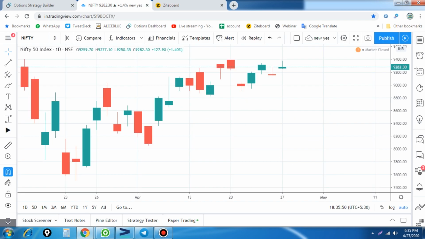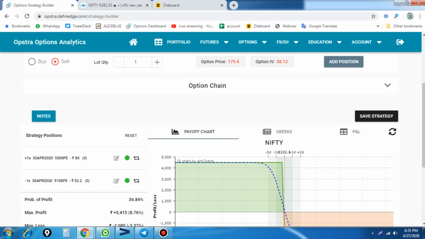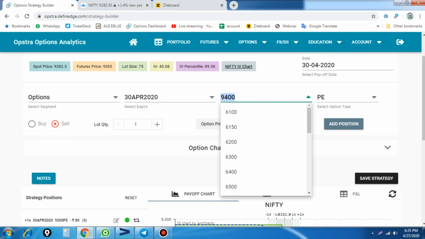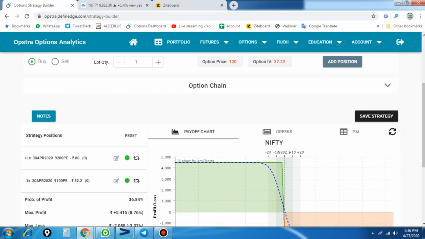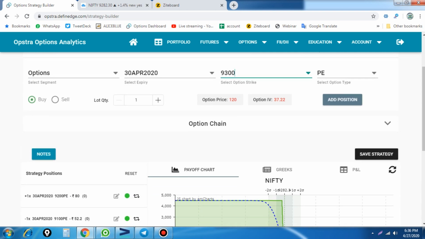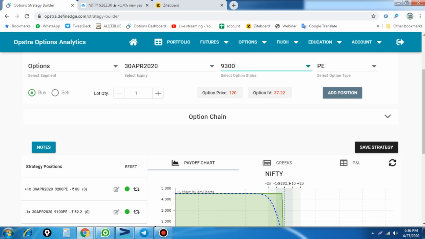Let's do the same and add another leg. The 9,300, which I'm going to buy. So what is the risk and reward ratio if you are doing both options at the same time? Initially, we short the lower one and buy the higher one. So 9,100 we short, and 9,300 we are going to take long.